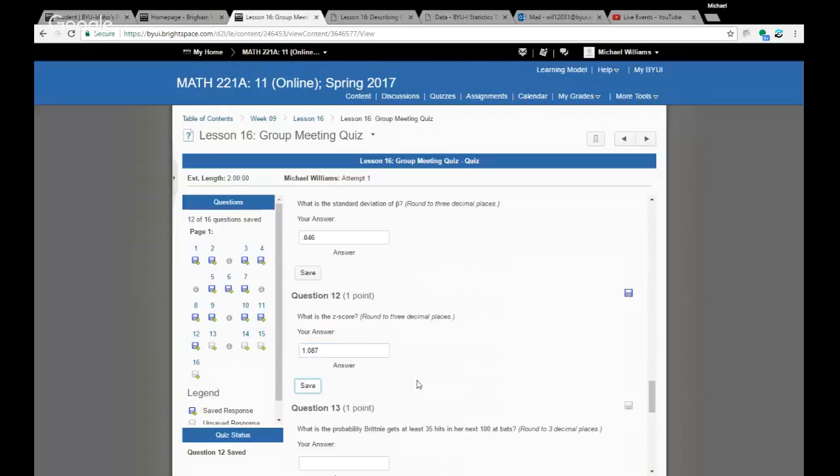Okay. Wait, what are you rounding to? 1.087. Yeah. Okay, I got it. 3 decimals. So I get a slightly different number if I don't round the standard deviation?